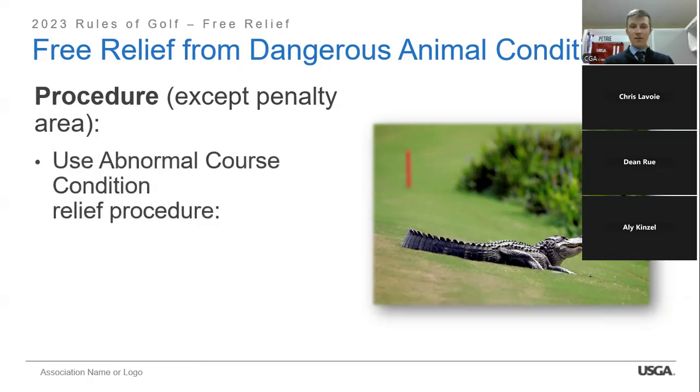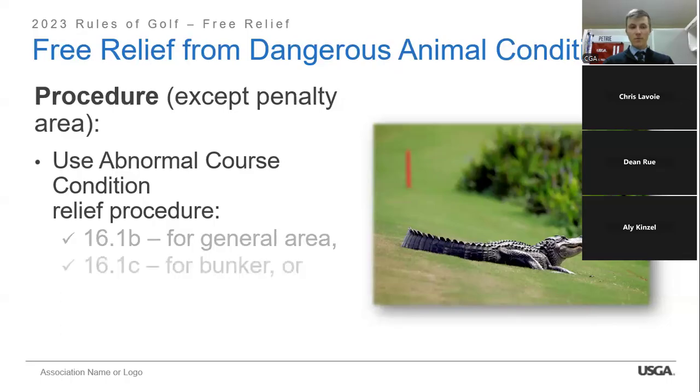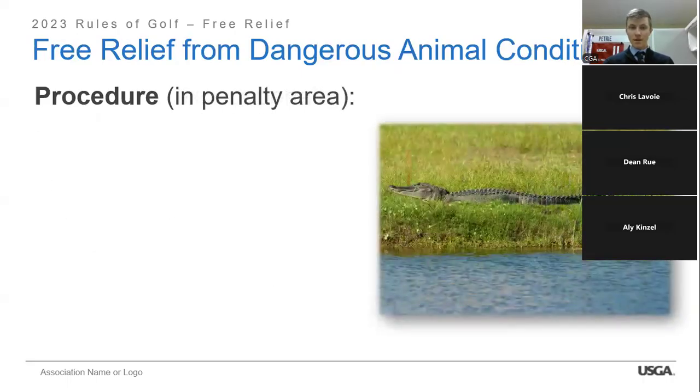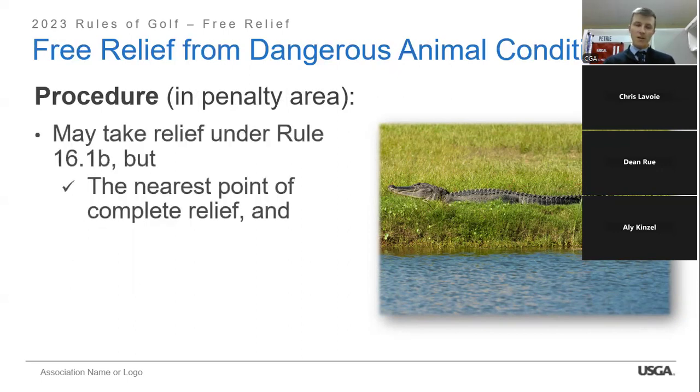I'm going to use the same relief procedure we just saw. So nearest point of relief is going to be a drop in the general area of the bunker and a place on the putting green. Now, it's rare we're going to get free relief in the penalty area. It's very unusual we get this, but in this case we do. How do we proceed? Our ball is right next to this alligator. We are allowed to take relief.